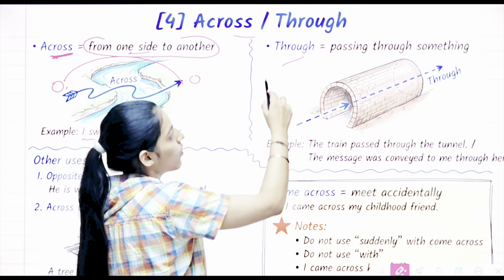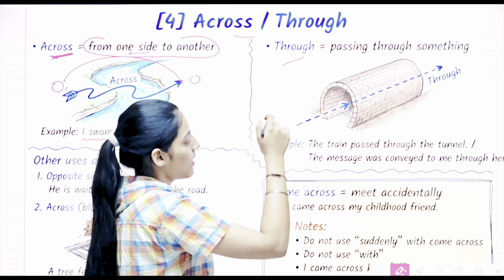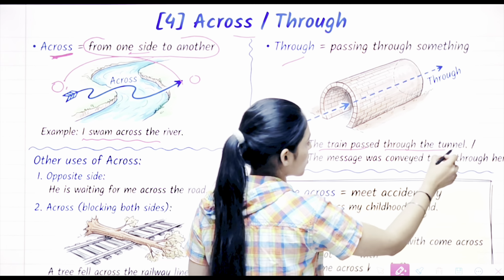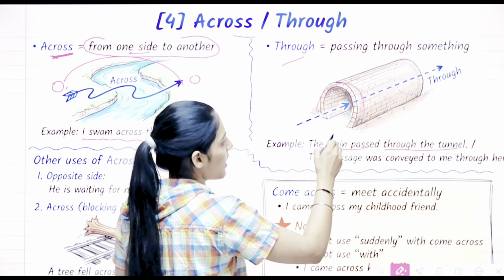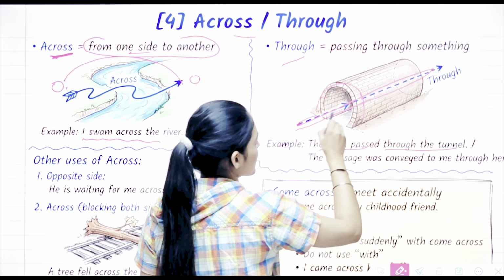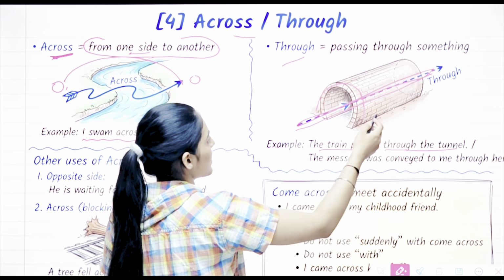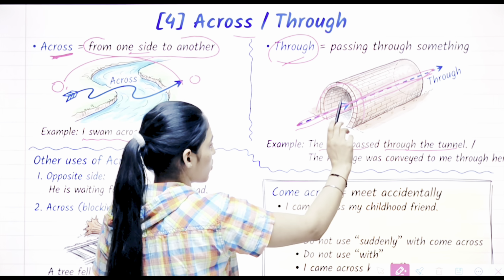Whereas through means passing through something. For example, the train passed through the tunnel. So here we have a tunnel, and through that tunnel I have passed. So that we will use through.